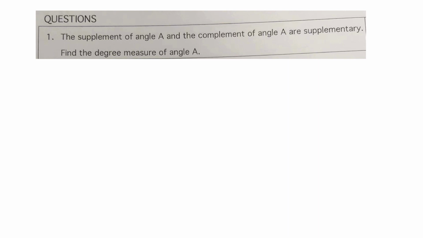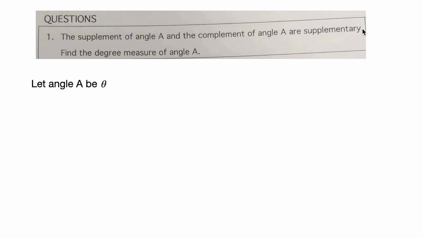So question 1 reads, the supplement of angle A and the complement of angle A are supplementary. Find the degree measure of angle A. First, let's translate this first sentence into an equation that we can work with. To do that, we need to turn angle A into a symbol. So we let angle A be theta. Now let's break down this equation.